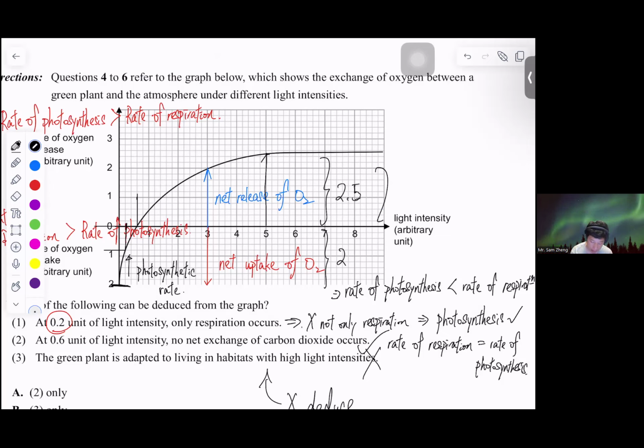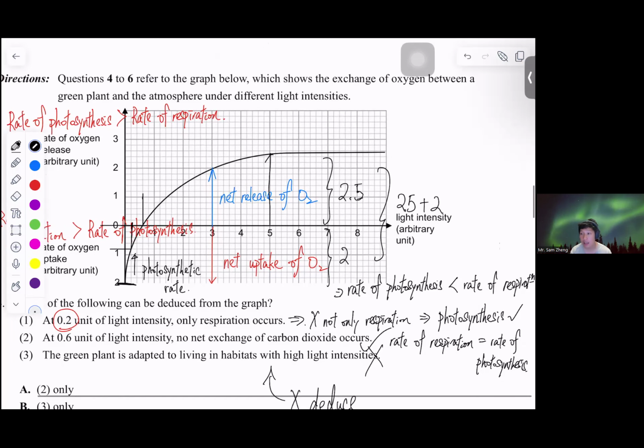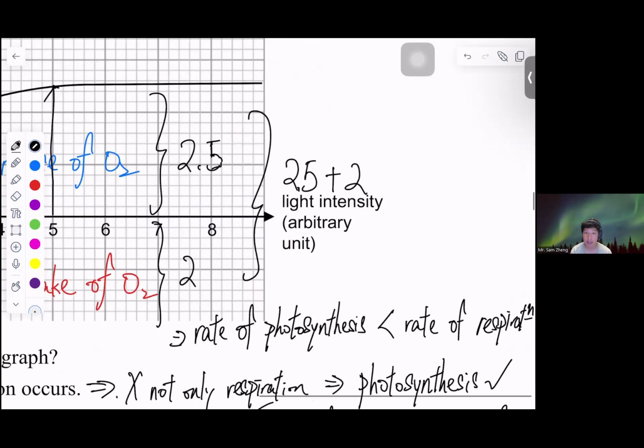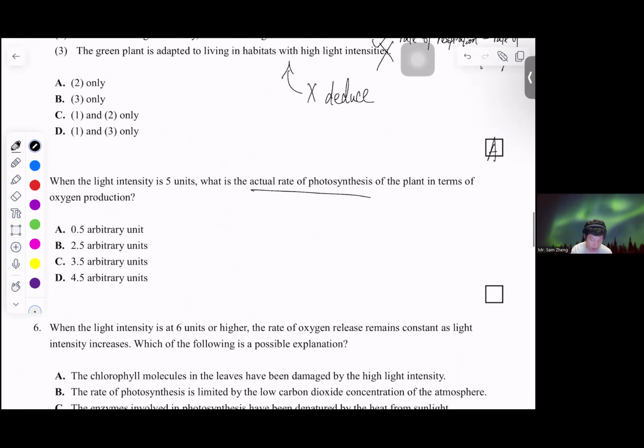So once we add them together, 2.5 plus 2. In this case, Katie, can you tell me what will be the number here? 2.5 plus 2 equals, okay, I know you are very clever, 4.5 arbitrary units. So therefore, in this case, it would be 4.5 arbitrary units.